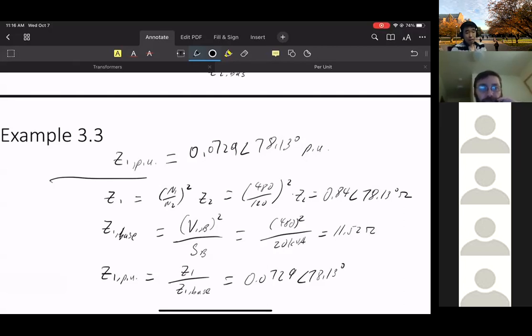So when you do a problem in per unit quantities, the transformer secondary impedance and the primary impedance are the same. That's why we pick the base units this way.